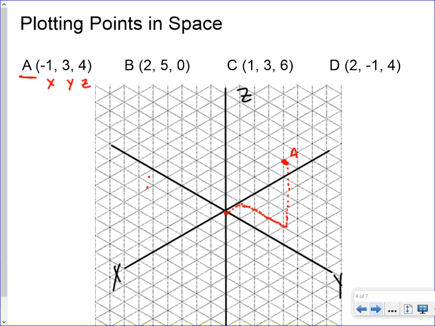You don't have to trace the path of the point. I just think it's helpful for you to then imagine that point in space. What octant is that point in?